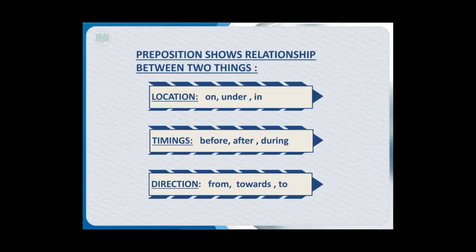Preposition. A preposition is an important part of the English language. It is used to show a relationship between two things, or a noun and pronoun, in a sentence. It is followed by a noun or pronoun, not by a verb.